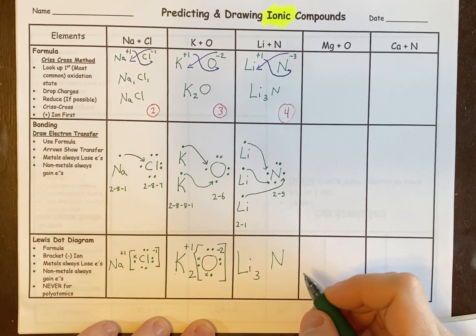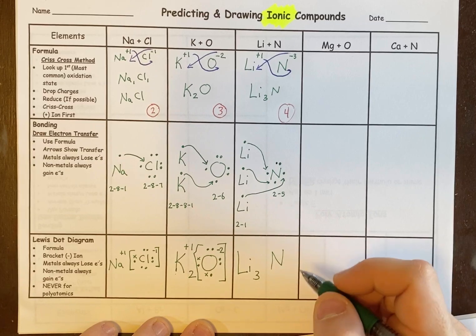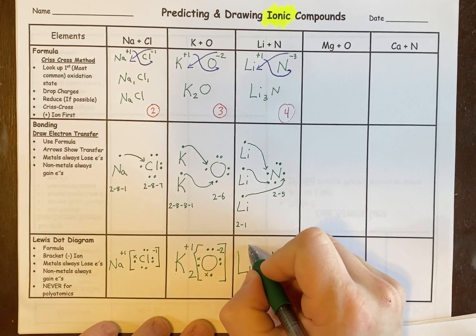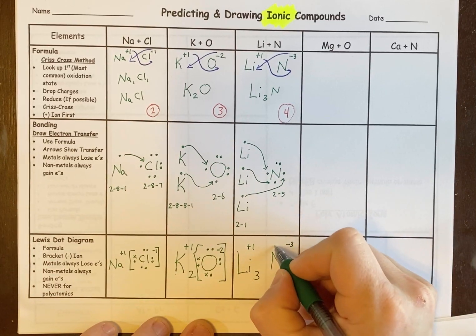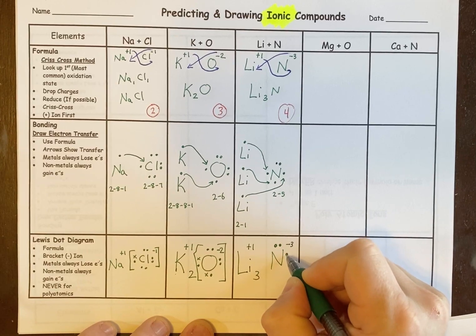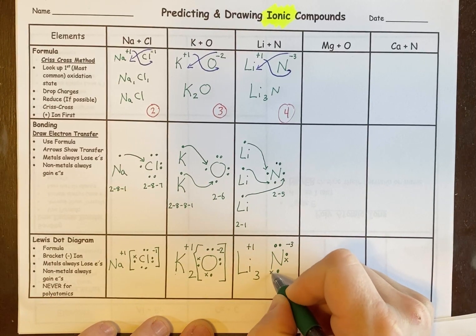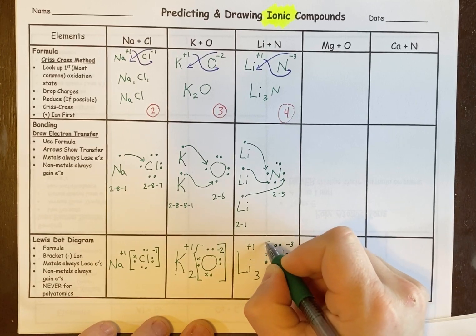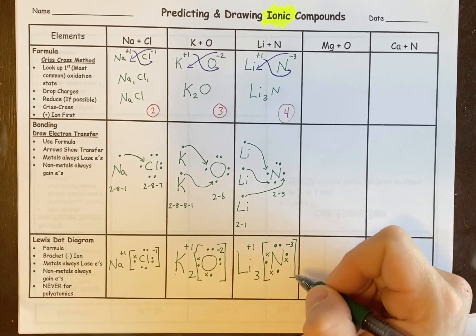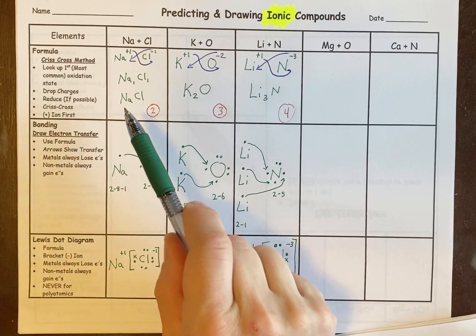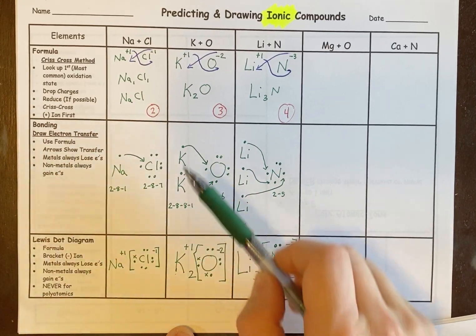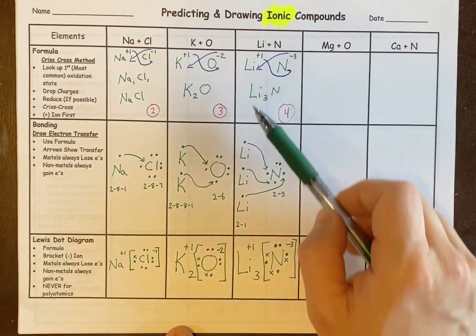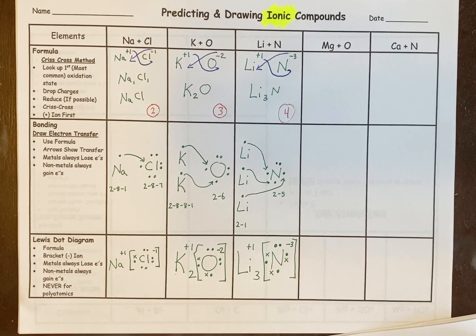I'm spacing them out a little bit more, so I have a little bit more space. I don't have to do a weird bracket like that. The lithiums lost 1 each, so they went +1. Nitrogen gained 3, it went -3. Put my dots around it, and then I bracket the nitrogen. Notice when I write the formula out, the positive thing, meaning sodium went positive, so it went first. Potassium went positive, it went first in the formula. Lithium went positive, it went first. So I always put the positive ion first.